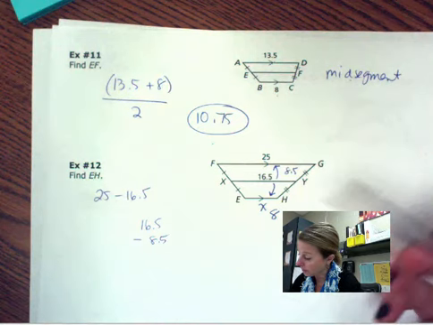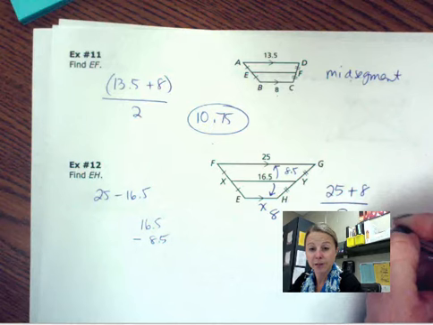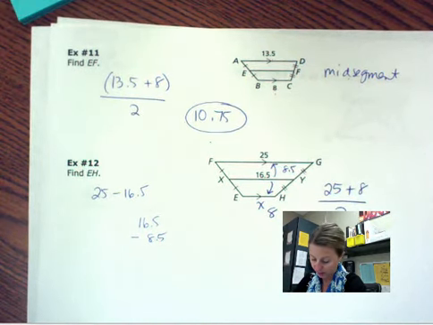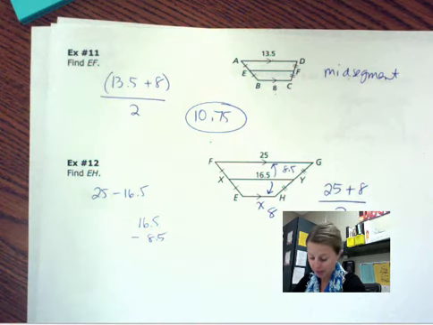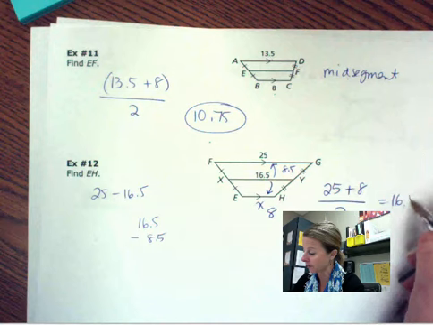So, and I could always check it. I should be able to do the top and bottom added together and divide by 2. So 25 plus 8 is, not times, 25 plus 8 is 33, divided by 2 is 16.5. So I have correctly calculated that.